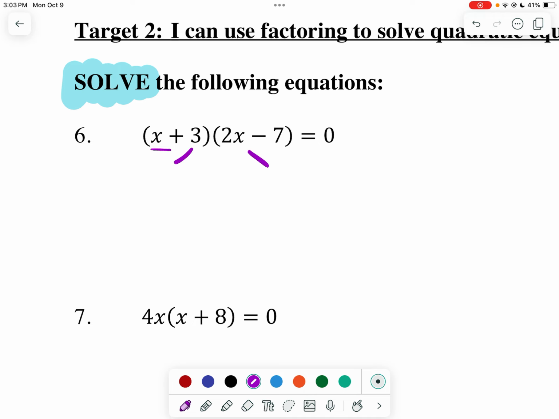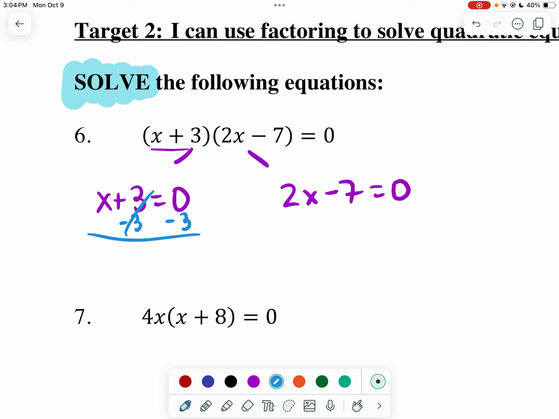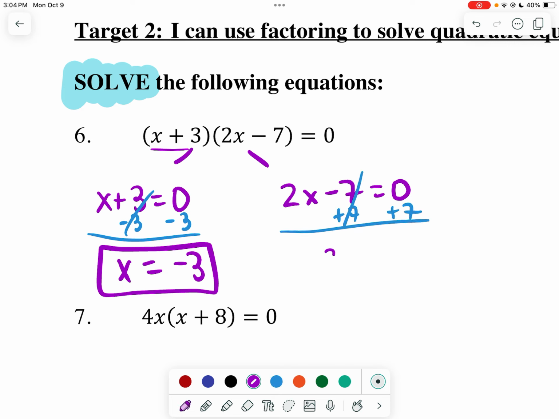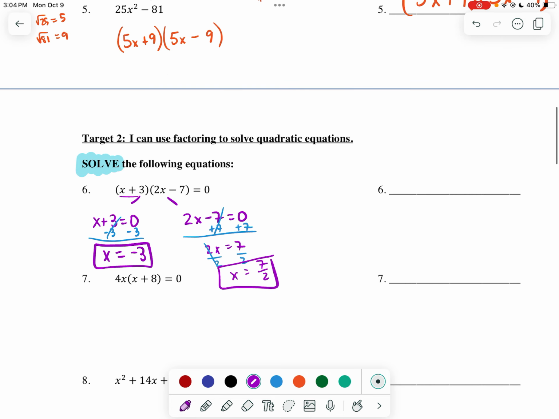So we're just going to use that zero product property. So that says set each factor equal to 0. Okay, so I did x plus 3 equals 0. I'm going to solve that. So minus 3, and I get x equals negative 3. Okay, second one, I have to add 7 first. So I get 2x equals 7, and then I can divide by 2. So then I get x equals 7 over 2. Or you could say 3.5, either would be fine.